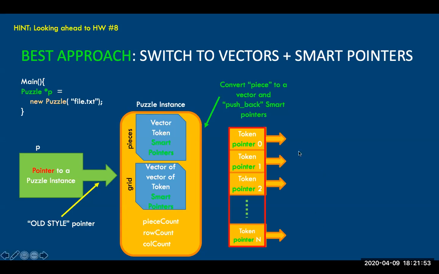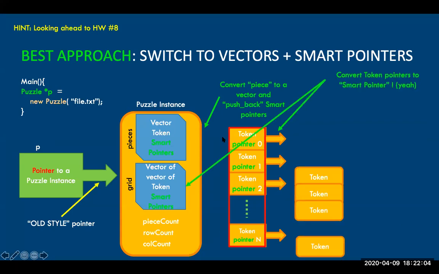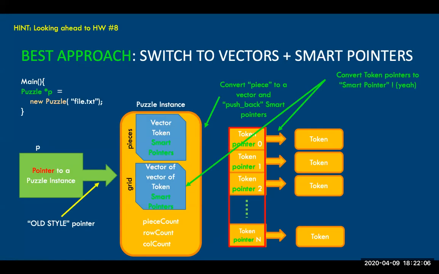But what we're pushing back now would be smart pointers, right? And we have this modern vector of smart pointer tokens over here that just makes all of that so easy for us to do, right? So that would be the best way to do that, is to convert everything over. And really, we should convert this whole thing in main over to be a smart pointer as well. And that's really what homework 8 is going to do.